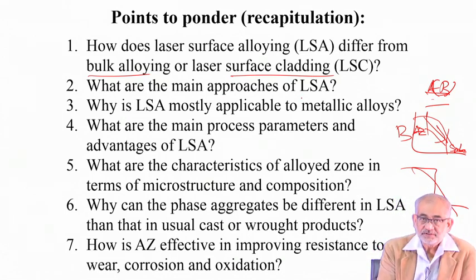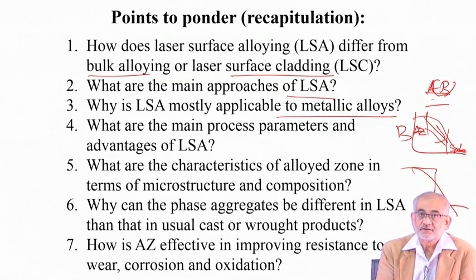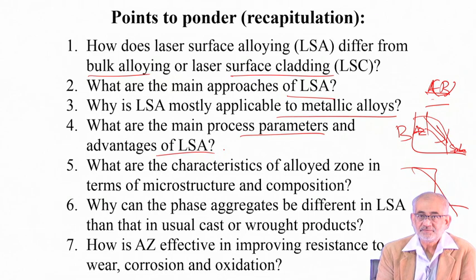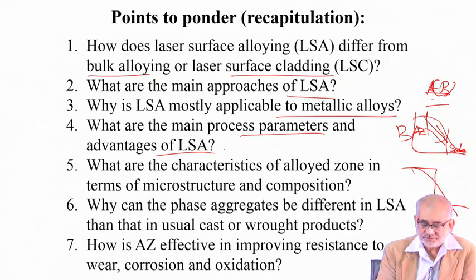The main approaches could be based on co-deposition or prior deposition, pre-deposition. It is mostly applicable to metallic alloys because they undergo complete melting and intermixing in the liquid state, whereas oxides don't have easy liquefaction facility. The main process parameters, just like any other laser processing, will be the power density and interaction time, and of course the location of the focus and the composition of the layer that you create, the alloying elements that you feed in.